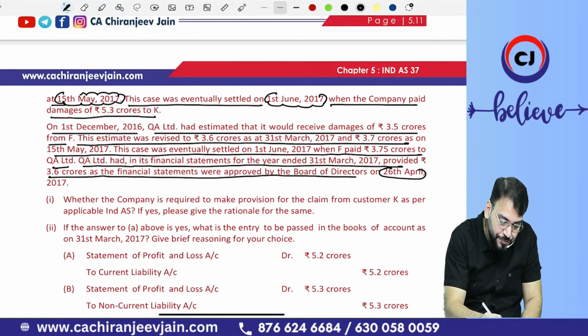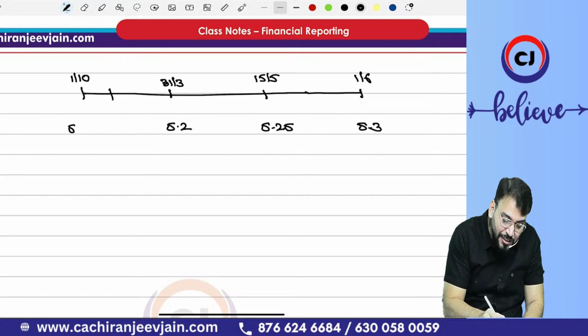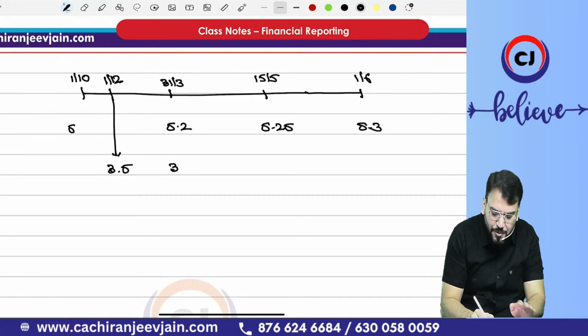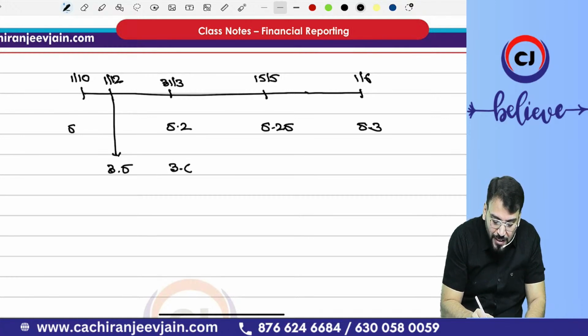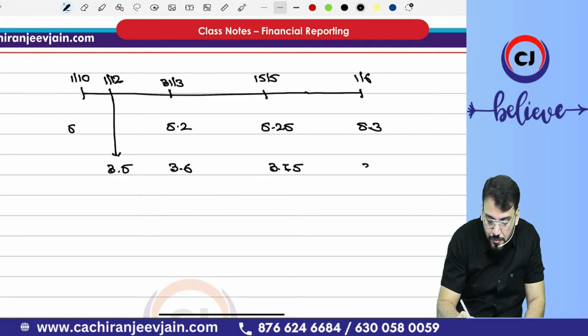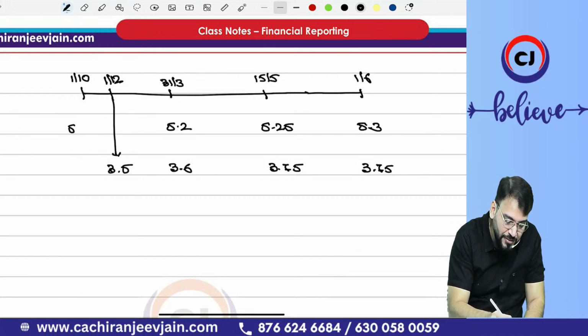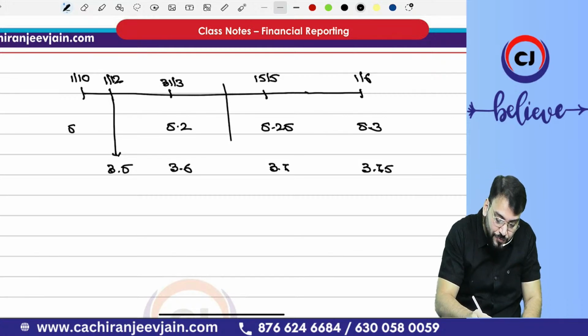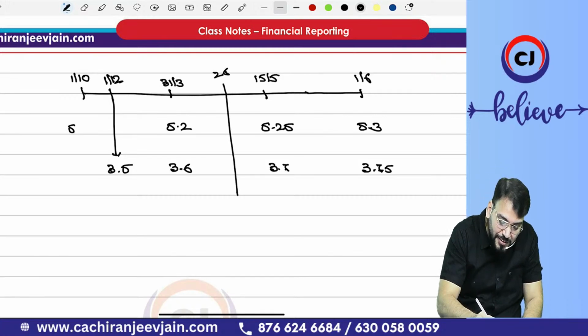Can you give me the dates? The date of filing was what? 1st December. Then what was the estimation here? 3.5. Then the date I know. 3.6. Then both are 3.75. This was 3.7. Correct. Okay. And what is the date of approval? 26th April.